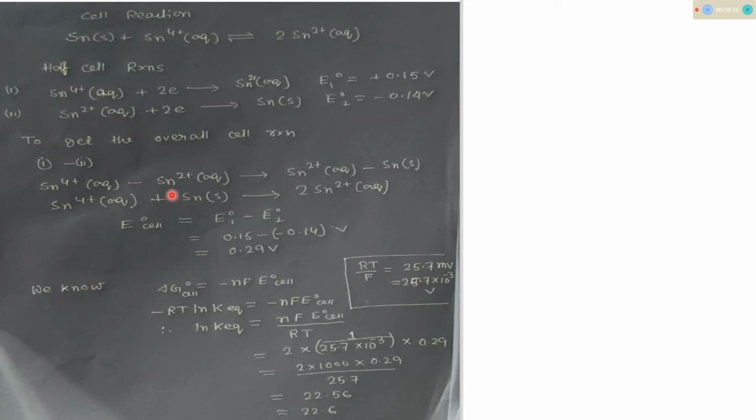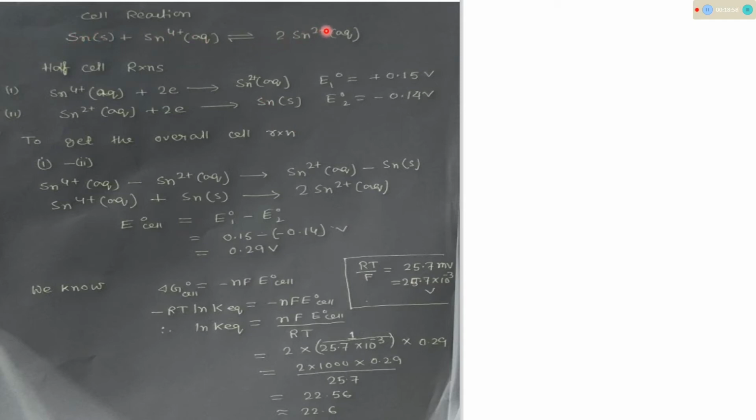And Sn2+ on the right side, so 2 Sn2+. Since I did this subtraction, 1 minus 2, I also have to subtract their corresponding reduction potentials, E0 minus E0 of 2. Then we will get the E0 value, the standard reduction potential of the cell.